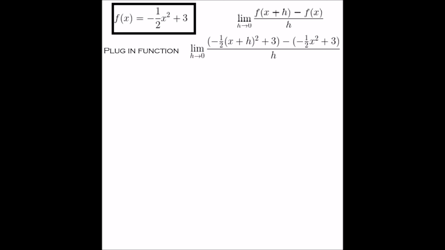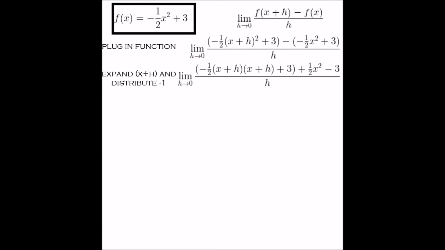We need to plug in our original function into the limit where necessary. Notice how for the f of x plus h function, I plug in the original equation, but I just add an h to the x. But for the normal f of x function, I just plug in the original equation. In order to solve this limit, all we have to do is plug in 0 for h, but if we do this here, then we'll get 0 in the denominator. So first we have to do some algebra to this limit to get what we want.